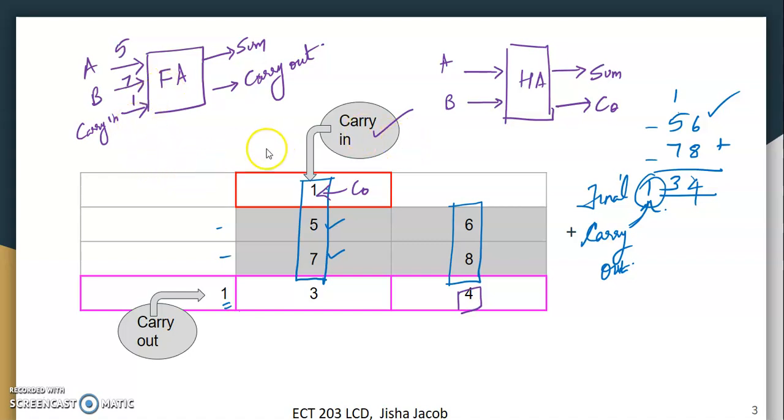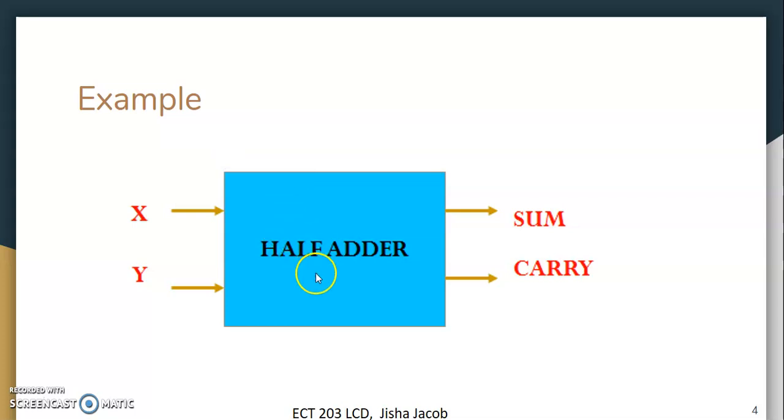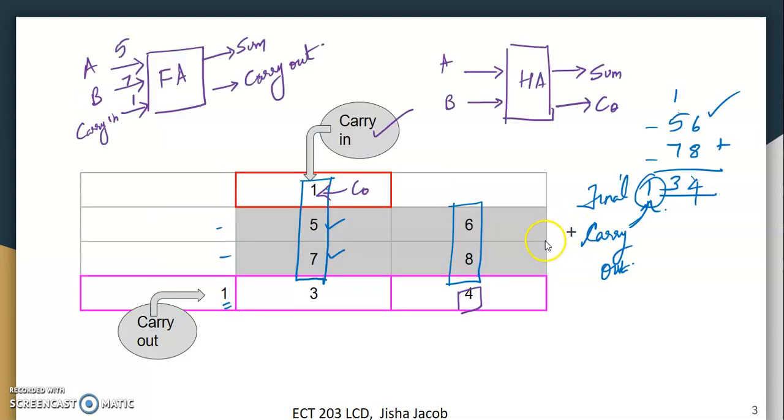So there are half adders and full adders. Look at this. You have a half adder here. The inputs are X and Y, and the outputs are sum and carry. Like we saw earlier, 6 and 8 are the inputs. The sum is 4 and the carry out is 1.